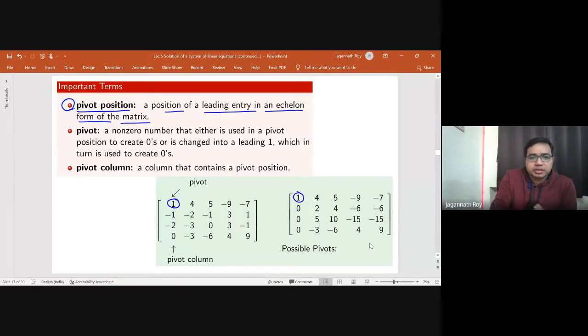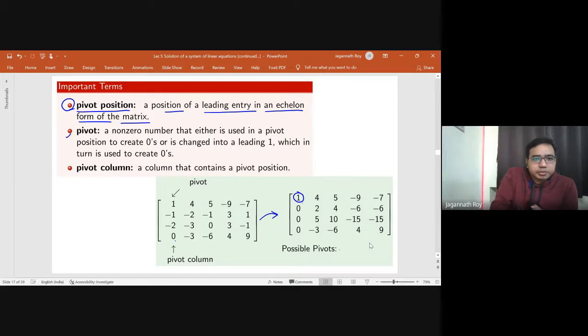If we have a pivot position, then we call it a pivot column. This column will be a pivot column. So from here, if you do the row operations, then you will get... okay, possible pivots are here.